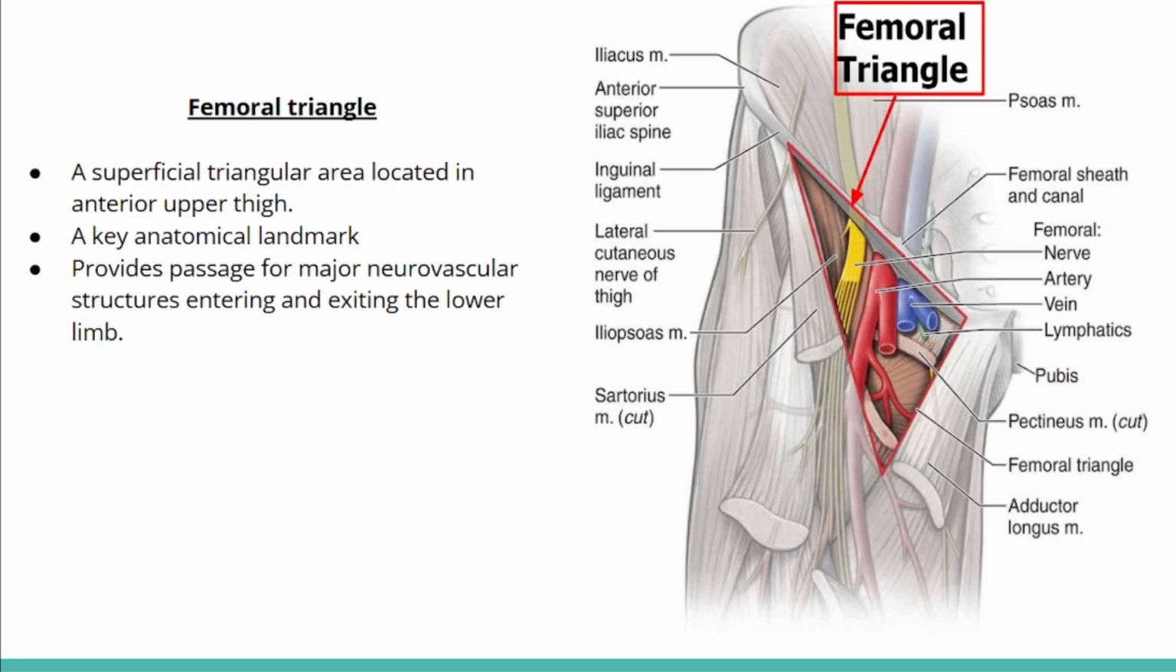This video discusses the femoral triangle. The femoral triangle is a superficial triangular area located in the anterior upper thigh, and it's an important anatomical landmark because it provides passage for major neurovascular structures entering and exiting the lower limb from the abdominoperineal region.